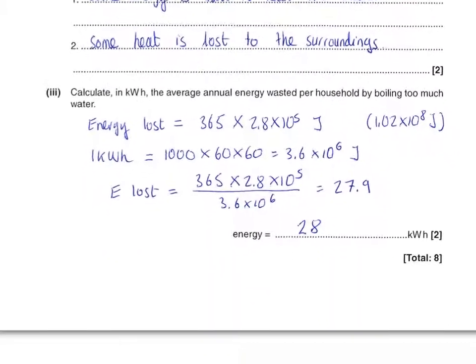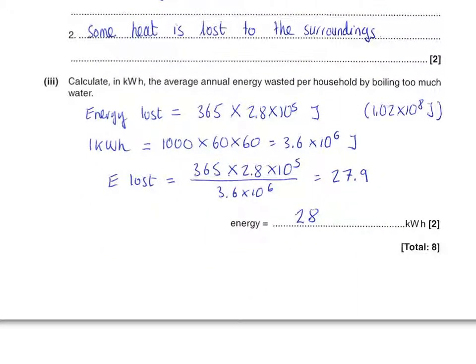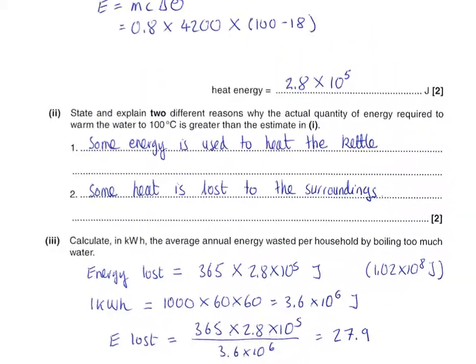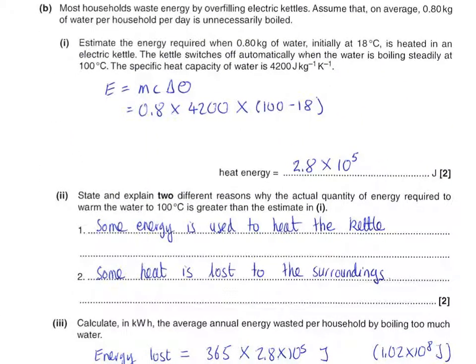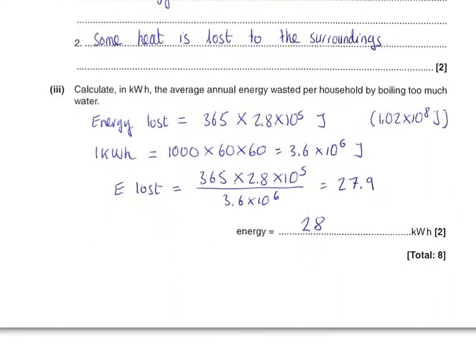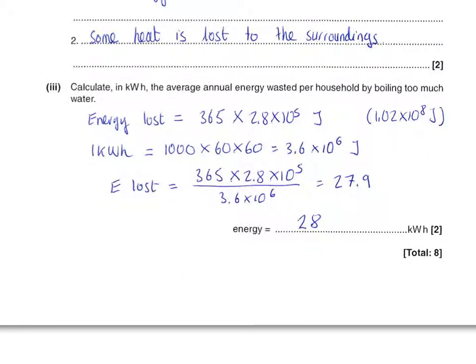Then B part 3 is going back again to kilowatt hours, to G482 synoptic work. So it's asking you to calculate in kilowatt hours the average energy wasted per household by boiling too much water. So we start off by taking that figure of the amount of energy that's wasted each day that we've calculated and simply multiplying that number up, the 2.8 times 10 to the 5 by 365, to work out the energy lost over the whole year.